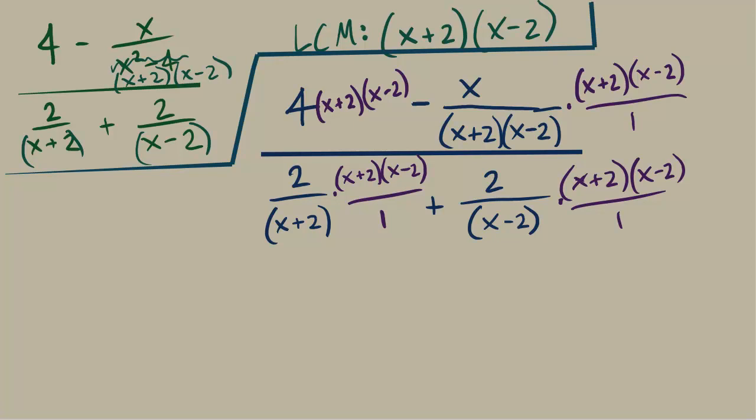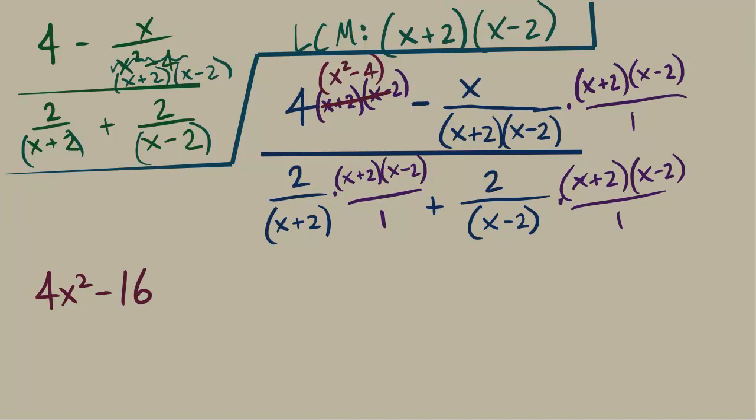Let's start top left. There's nothing to cancel. We're going to have to multiply this all out. We know that x plus 2 times x minus 2 is x squared minus 4. That's our difference of squares. Now times 4 will take us to 4x squared minus 16. And that's what we get from this first term.